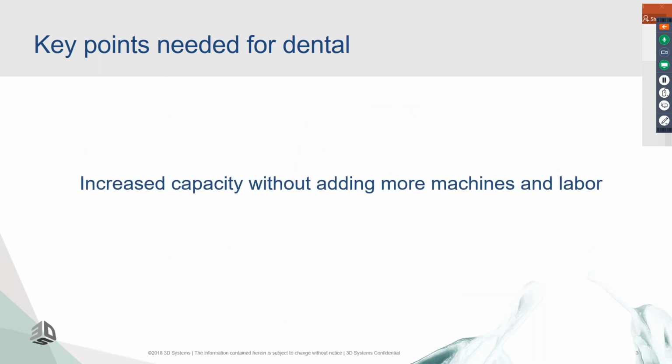So the final point now, and this is where we lead into today's content, is increased capacity without having to add more machines and labor. You shouldn't have to buy a new machine if you need to do more parts. And we notice that people need more capacity. They need to be able to come into a full big build of prints.